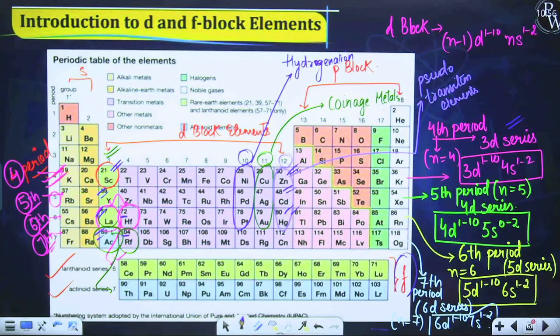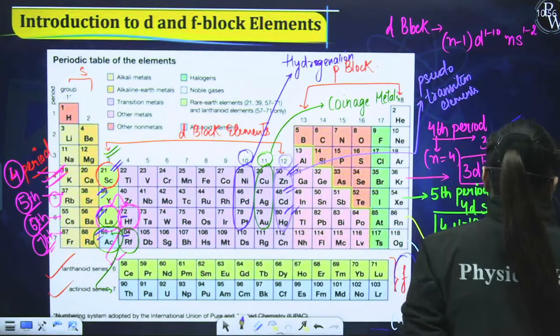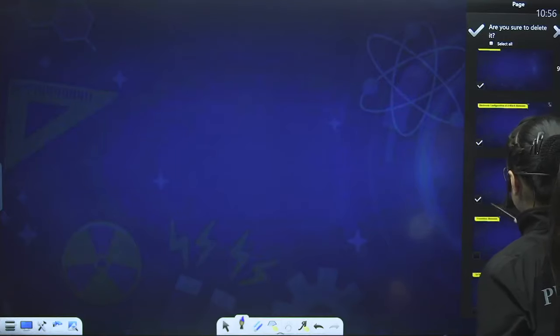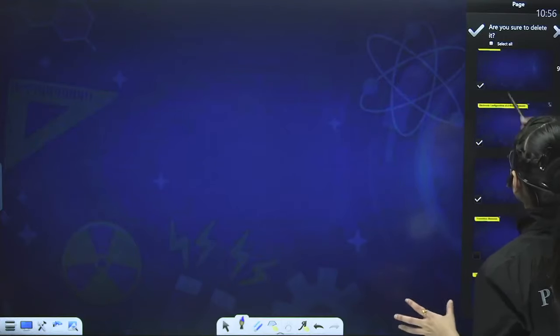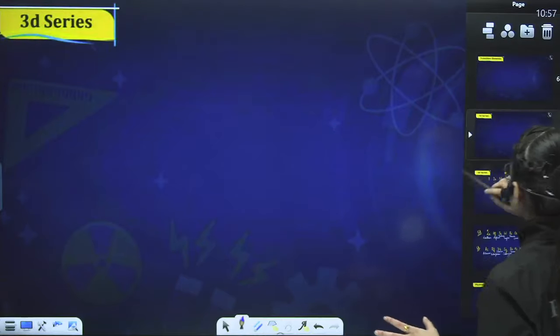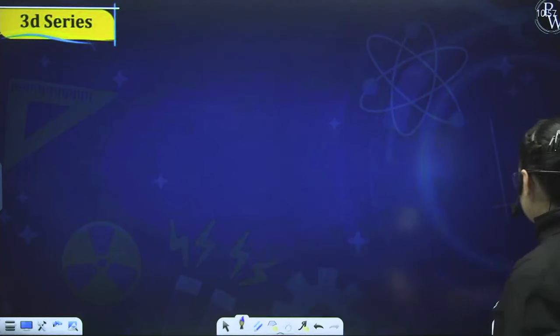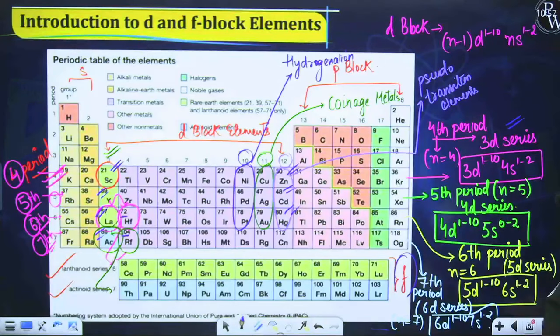So shall we start with how we have to learn these particular elements? General electronic configuration we have done. I will tell you about transition elements, but first of all, I want you all to write that. Is it clear to you? I guess all of you have written this thing.